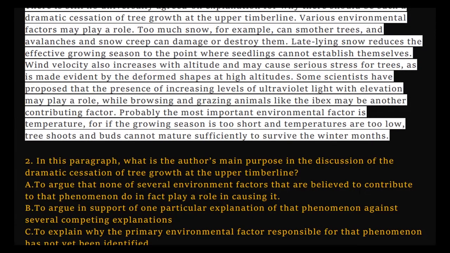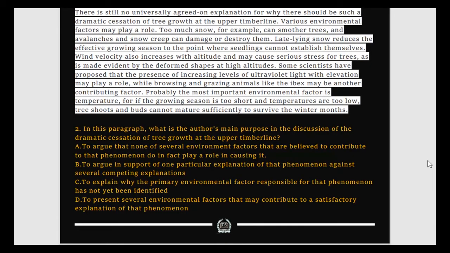Now we go to the next one. Try to solve this question. Okay. In this paragraph, what is the author's main purpose in the discussion of dramatic cessation of tree growth at the upper temporal line? Our keywords here are dramatic cessation, and also upper temporal line. Now we need to skim through the passage and find these keywords. They are located at the beginning of the paragraph. We read from the beginning.